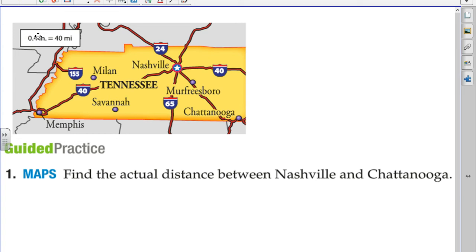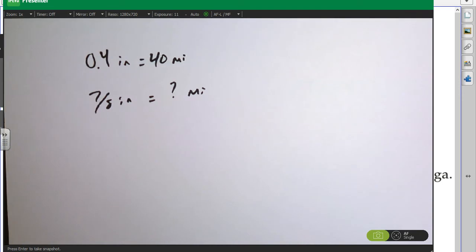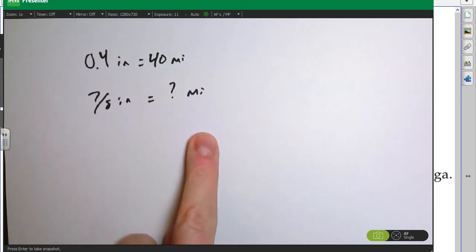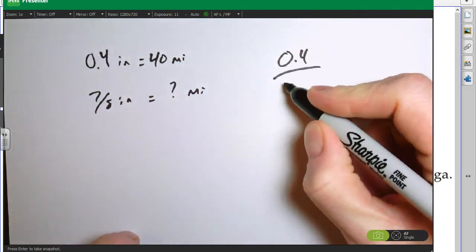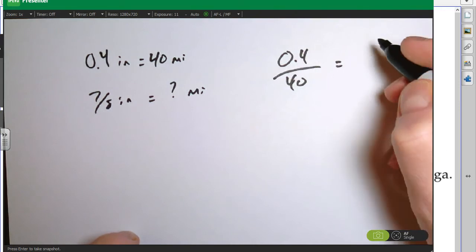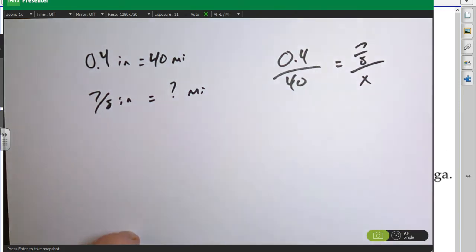We had 7/8 of an inch. We want to know how many miles that is. So here we go. 0.4 inches equals 40 miles. 7/8 of an inch equals how many miles? Well, there's my proportion to set up: 0.4 over 40 equals 7/8 over x.